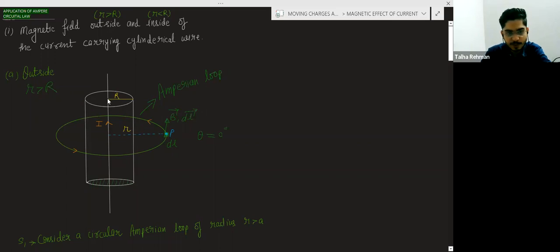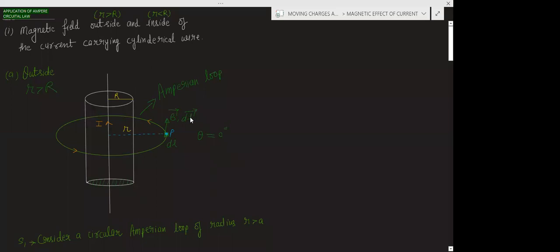This is the current carrying wire. Due to this current carrying wire, here is the magnetic field, and the direction of the magnetic field will be given by the right hand rule, and that will be tangential. And this is your dl, a small length of this circular loop, and its direction will also be along this magnetic field, because when you draw the tangent you will get the direction of this dl also. This is the point P. And what is the angle between this magnetic field and the dl? 0 degree, because both are in the same direction here.